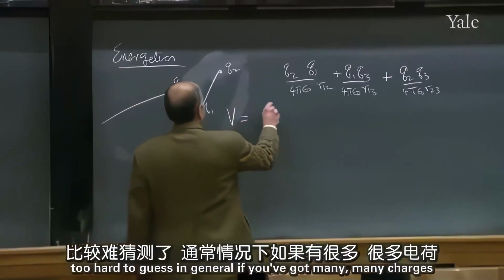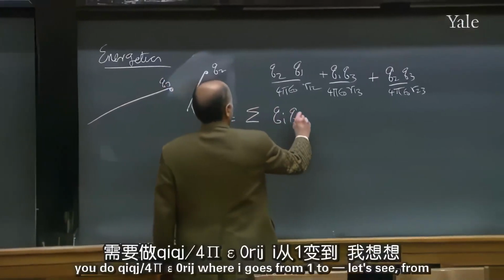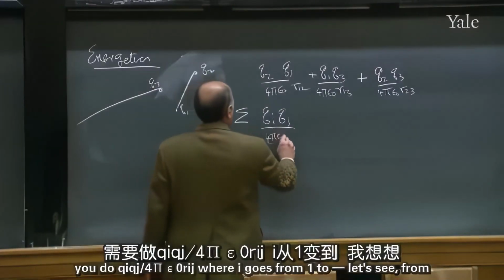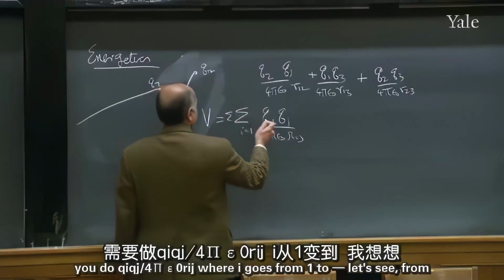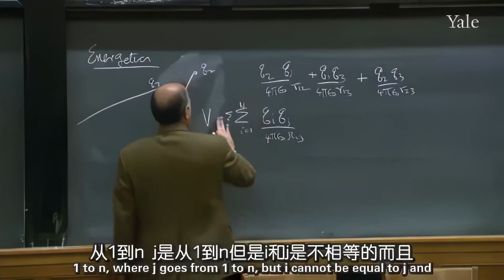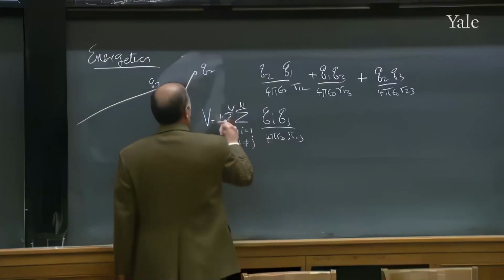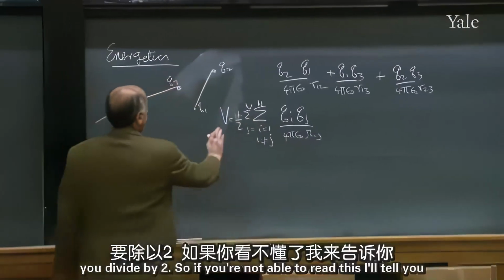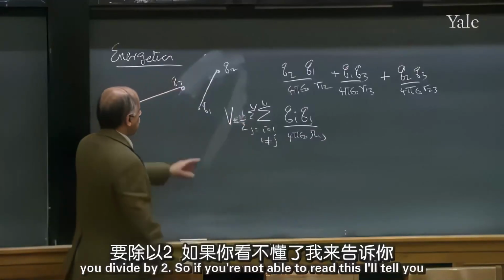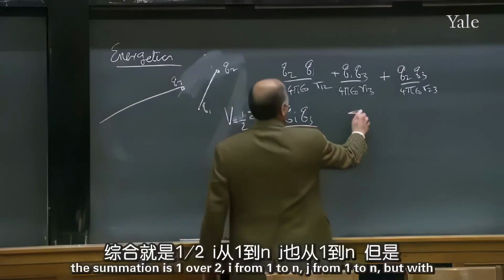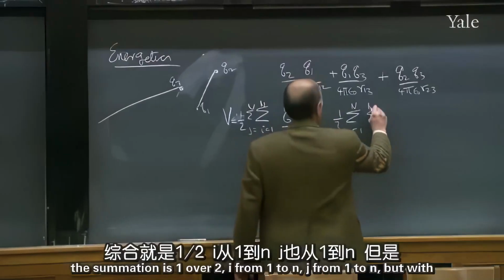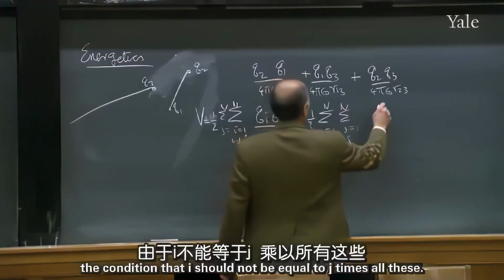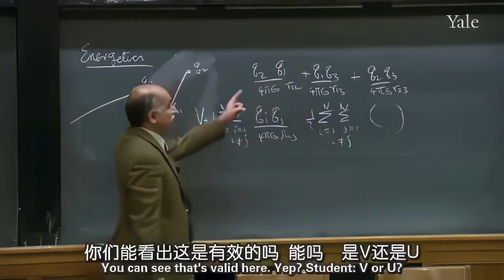In general, if you've got many, many charges, you do Qi Qj over 4 pi epsilon 0 Rij, where i goes from 1 to n, j goes from 1 to n, but i cannot be equal to j, and you divide by 2. So if you're not able to read this, the summation is 1 over 2, i from 1 to n, j from 1 to n, but with the condition that i should not be equal to j, times all these. You can see that's valid here.